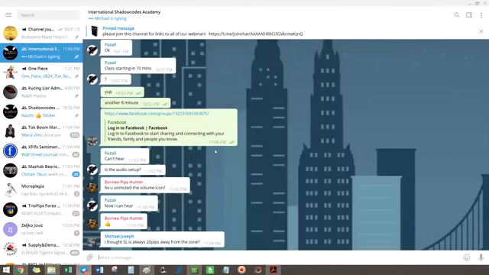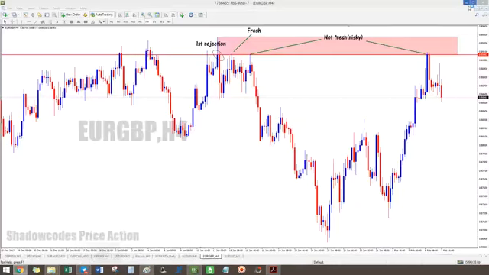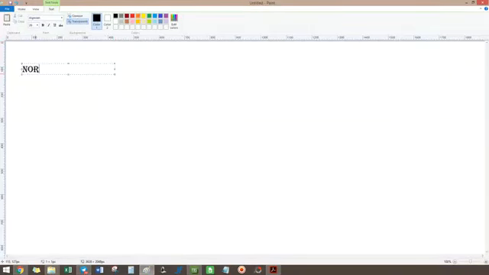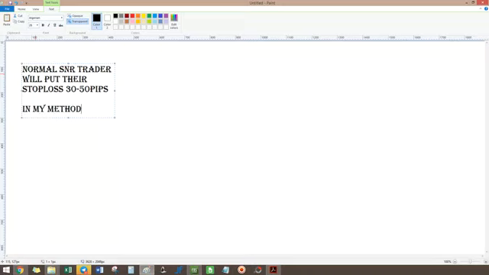No, 20 pips is, we do not, how I'm supposed to say. A normal SNR trader will put their stop loss about 30 to 50 pips. In my methodology, this is a stop hunting range.